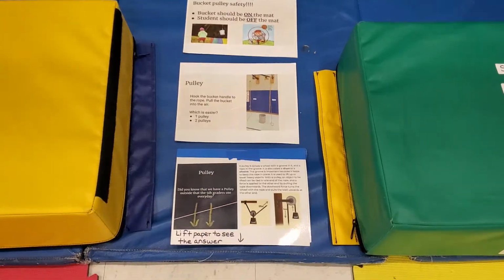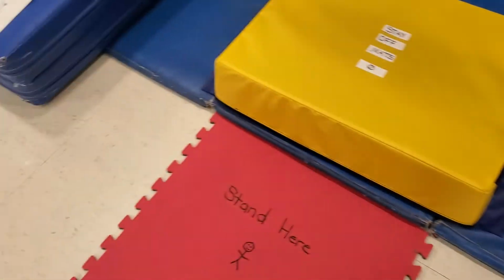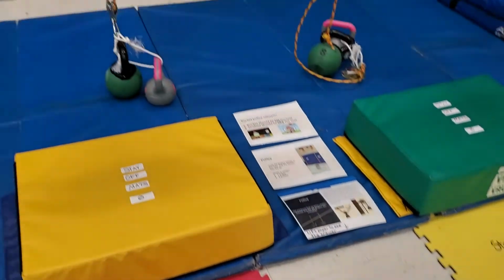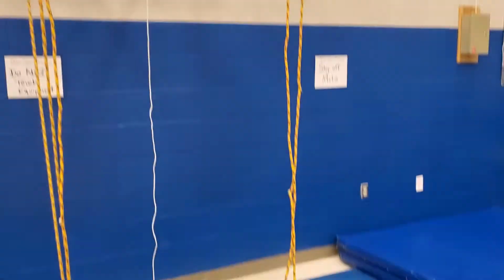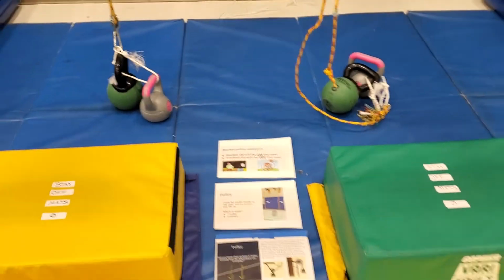Over here addresses mechanical advantage of adding pulleys. So here are some visuals for this. Students must stand on the foam mat and pull. This one has 2 pulleys, and this one has a single pulley, and they're comparing the weight of the kettlebells, or how hard it is to pick up the kettlebells.